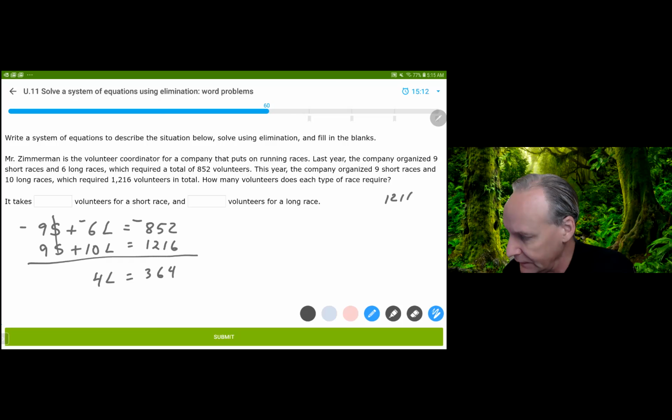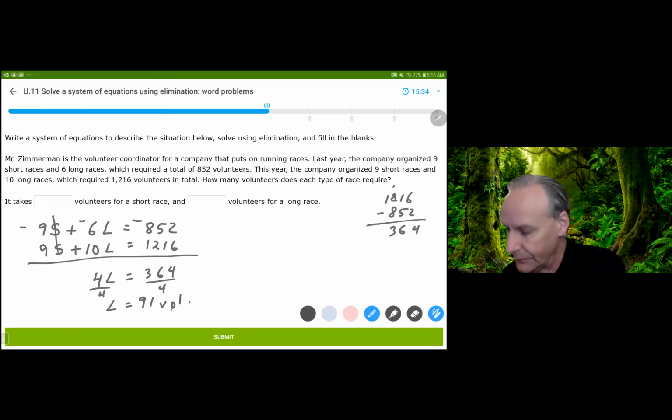So 1216 minus the 852. And yeah, I could grab the calculator. 5 from 11 is 6, and 8 from 11 is 3, but it worked out. Divide by the 4, and we get 91, don't we? And they are 91 volunteers. I'll just put VOL for volunteers. That's for the long races.